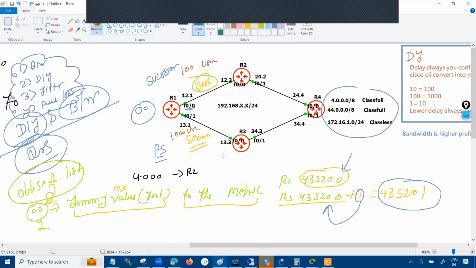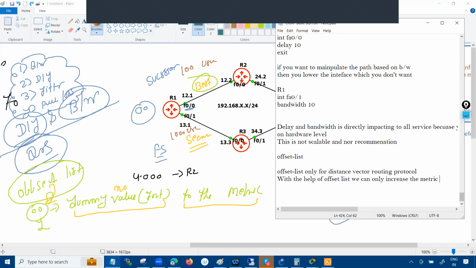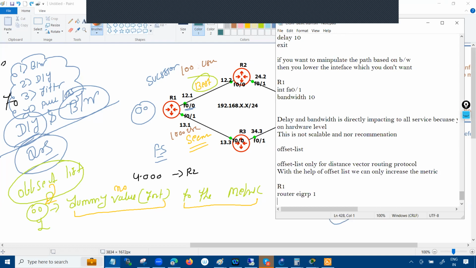So on router number 1, what configuration did I do? Let me show you that. On router 1, I did router EIGRP.